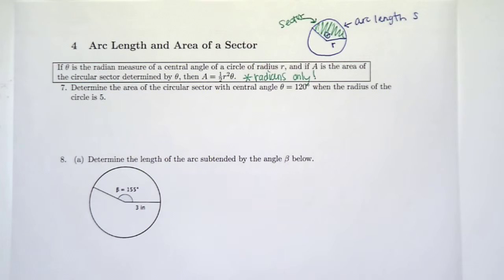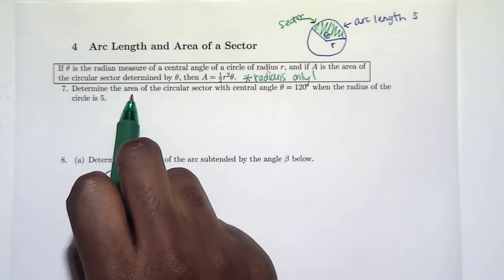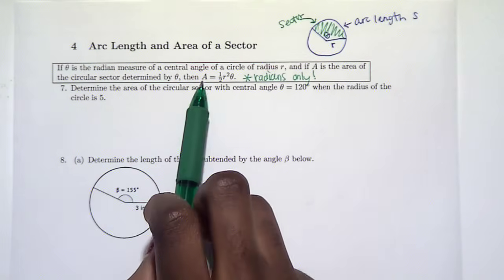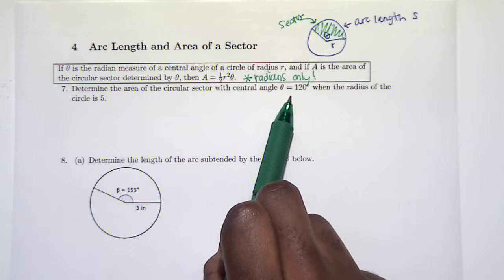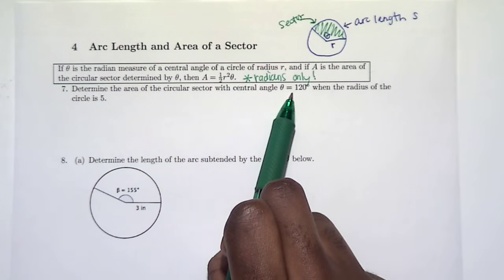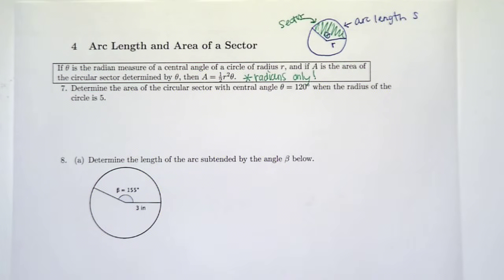Okay, so number 7 says, determine the area of the circular sector with central angle 120 degrees when the radius of the circle is 5. First thing I notice, I need to find the area of a sector, but my area definition only works for radians. All right, so that means I need to convert my angle to radians.